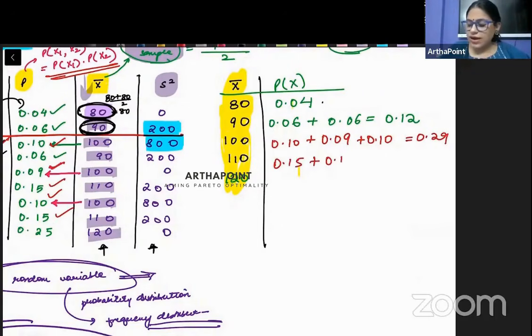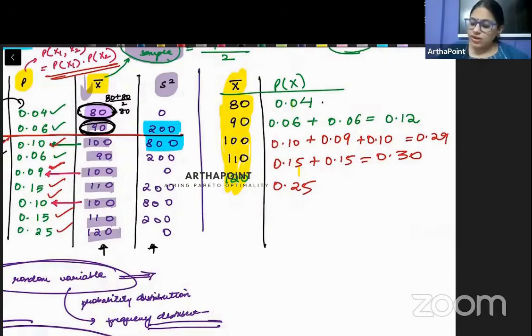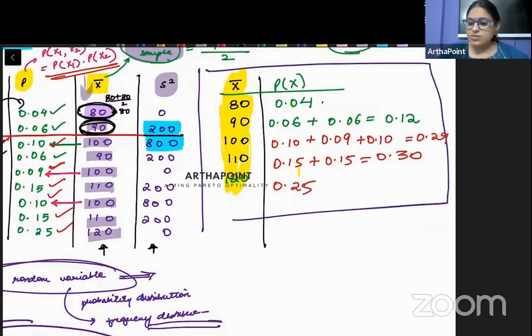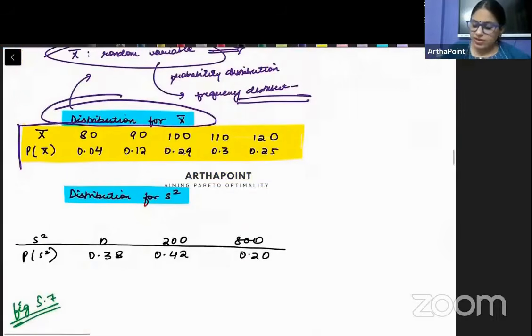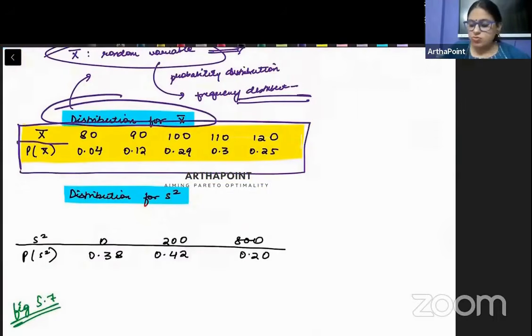So multiplying or adding gives me the same answer, 0.30, and here I get 0.25. So it is better to add than multiply, because we see a difference in the probability in this case. You have been able to create this probability distribution table now. This is what is reflected here. ये आपका probability distribution of X बन गया.